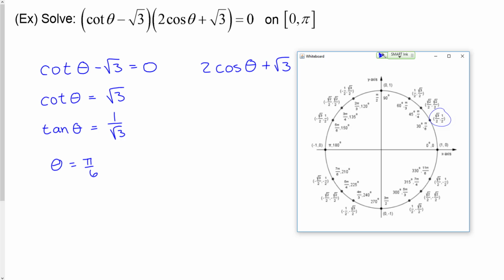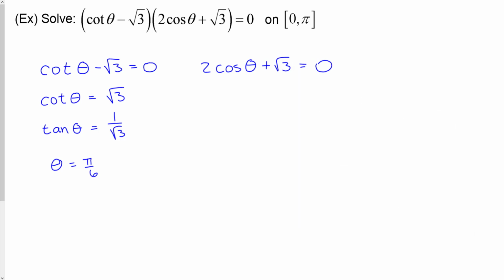And it says to find this on 0 to pi, so that would be from quadrant 1 or quadrant 2. Tangent is going to be negative in quadrant 2, so there's not going to be any of these in quadrant 2 that will work. So this is my only solution on that particular interval. Okay, let's go on to the other.